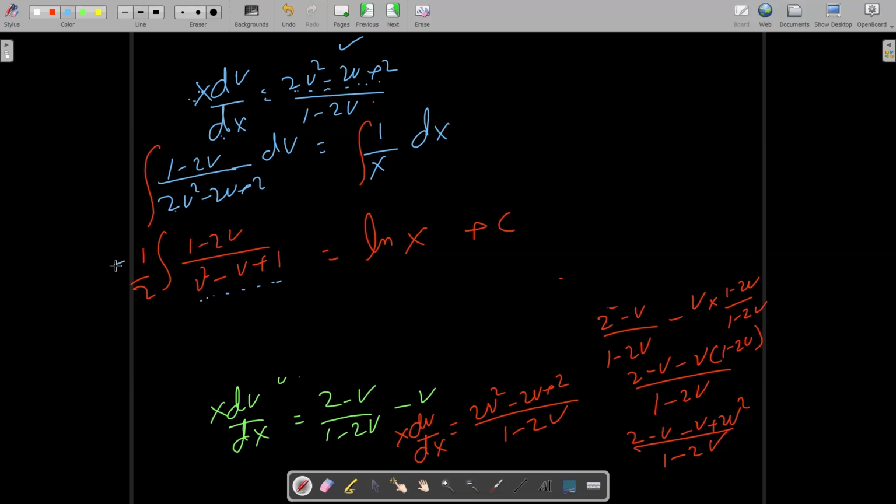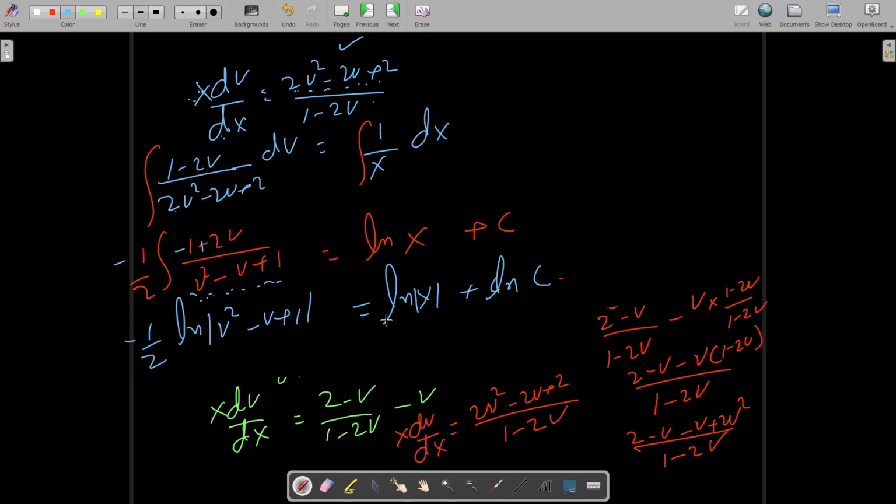Like you can write a negative sign outside, and then you can just convert these signs. This negative 2v will be positive 2v, positive 1 will turn into negative 1. Now, the lower function has the derivative on the top, 2v minus 1. So negative 1/2, what will be the integral of this expression? It will be natural log of v squared minus v plus 1 equals ln x plus c. Does it make sense? Or you can just write ln c.